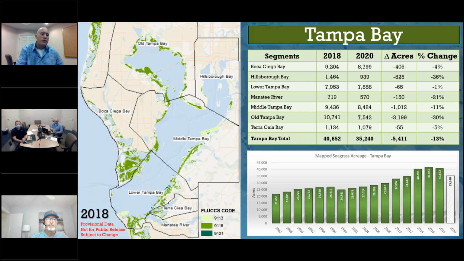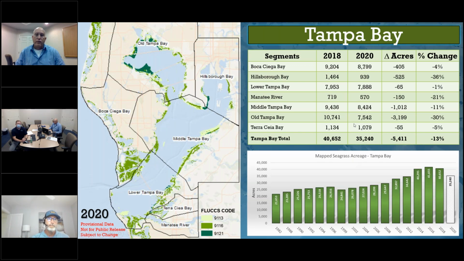The map on the left shows you what it looked like in 2018. Now, pay really close attention to Old Tampa Bay and Hillsborough Bay. As we move to 2020, what you're going to see is those green polygons turn to that bluish green color. So that's a shift from seagrass to attached algae. Remember those pictures of Caulerpa proliferans? That's what this area now looks like. And so you can see that across Feather Sound, there's been a shift from grass to Caulerpa.